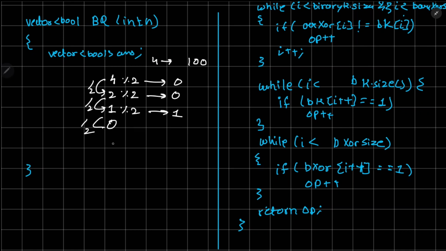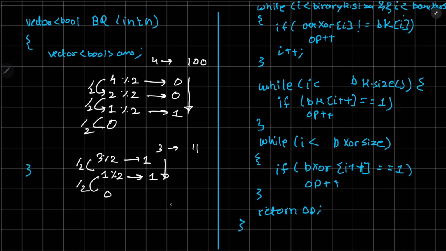Let's take another example. Let's take 3. So binary representation of 3 is 1, 1. So what we'll do is 3 mod 2 will give us 1. And then we will divide it by 2. It will give us 1 again. So now 1 mod 2 will give us 1 again. We'll divide it by 2 and it becomes 0. So we don't do any more operations. So what you can see here is that these steps are giving us the binary representation in reverse order.